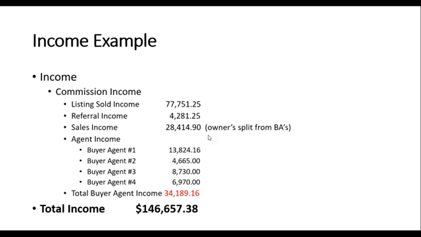You see, here's a coachable moment right here. The buyer agent's income is $34,189. The Rainmaker's income is $28,414. So we know immediately that they're at a higher split than even 50-50.